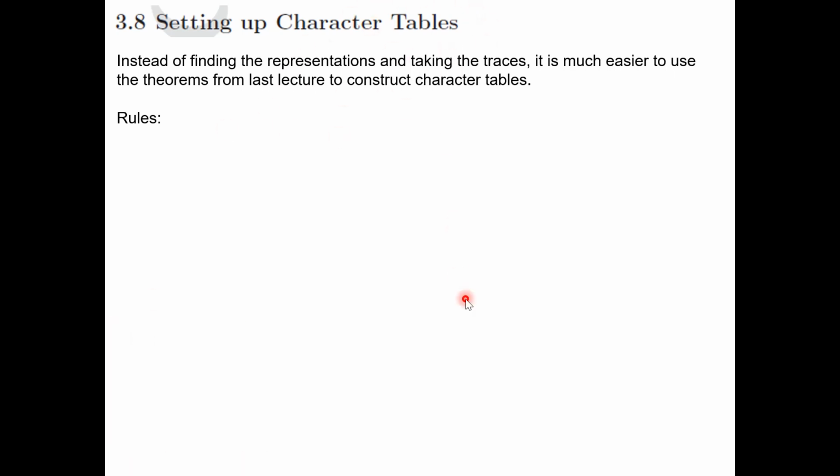If you think about the character as a trace of a matrix representation, you might think that perhaps the way to do it is to first find the group representations, and then take those matrices and take the traces and construct the characters. But that's not actually the best and easiest way to construct character tables. As we are going to see, the easiest way is by using the properties, the orthogonality properties especially, that we discussed last time.